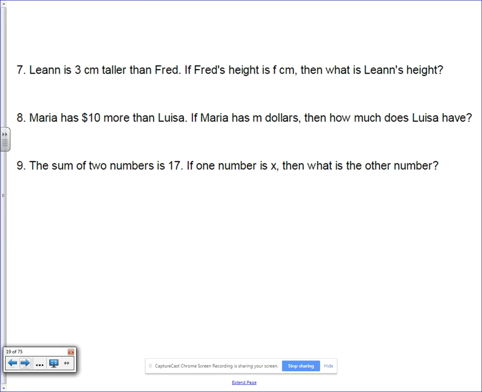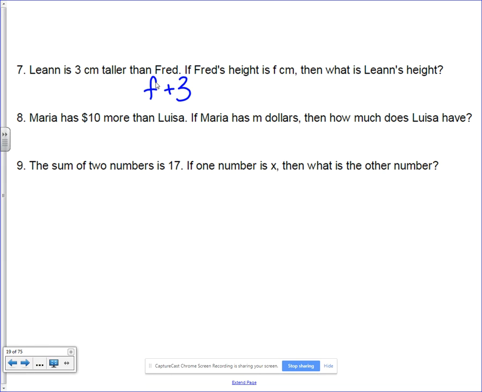But Leanne is taller than Fred. If I'm going to get taller, what am I going to use? Adding. Is that good for everybody? So if I take Fred, what do I need to add to him to get to Leanne? F plus 3 will give me Leanne's height. Good. This was a little bit more difficult.